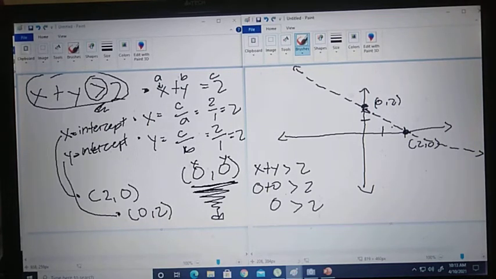Pag yes, yung sagot natin, ang shade natin ay matatouch si point 0, 0. Kapag yes yung sagot natin, dapat ang shade natin is matatouch to. Pero pag hindi, pag no yung sagot natin, dapat malayo sa kanya. Now, 0 is greater than 2. Yes or no? It's absolutely no.